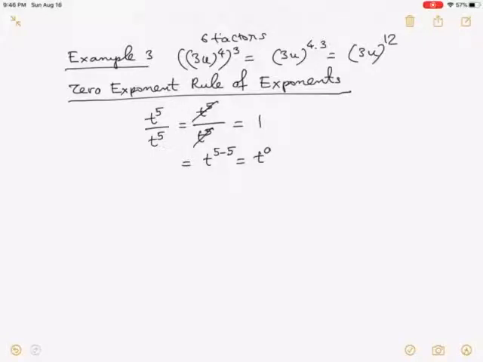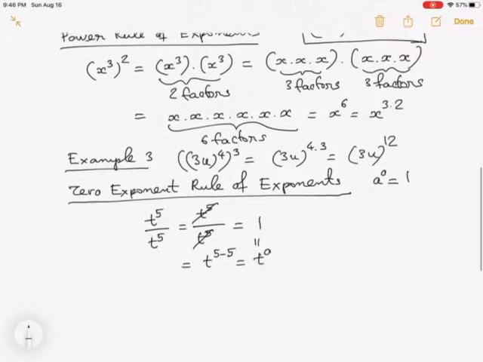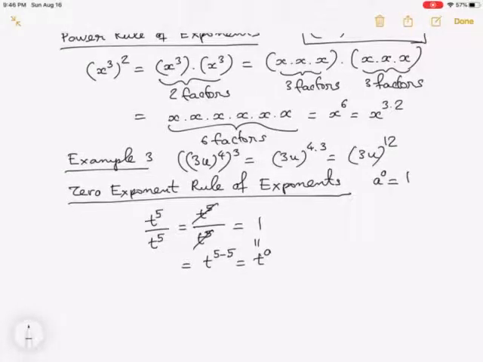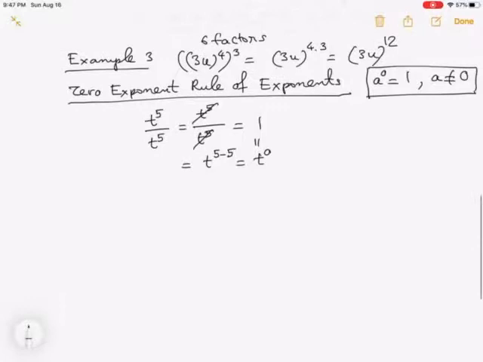Therefore, the zero exponent rule is that t to the power 0 equals 1, or a to the power 0 equals 1, provided that a is not equal to 0. Because 0 to the 0 exponent has no meaning.